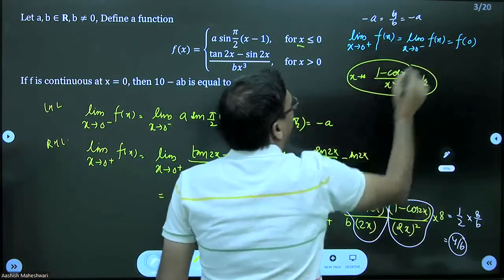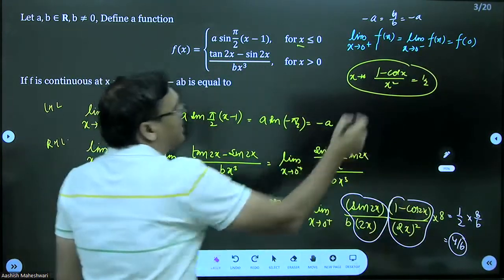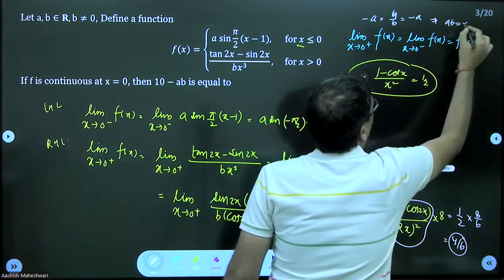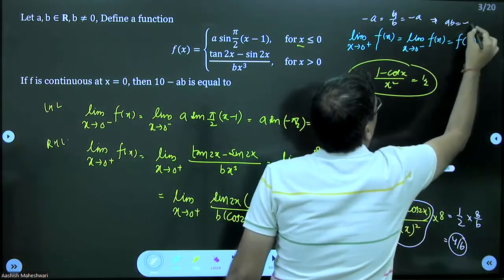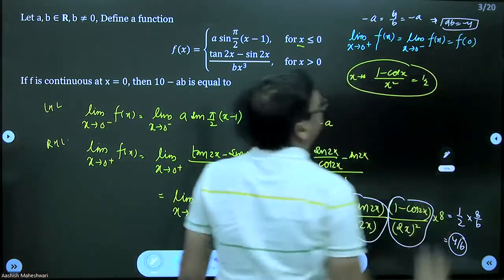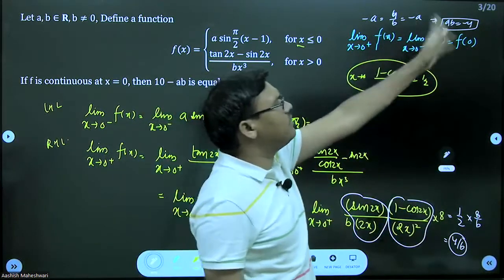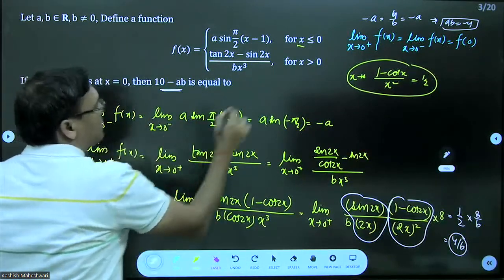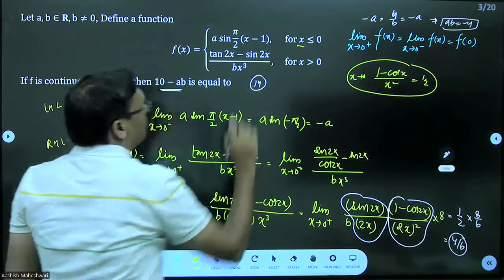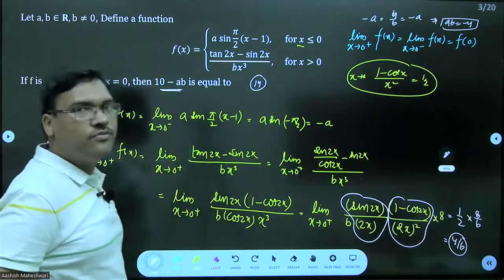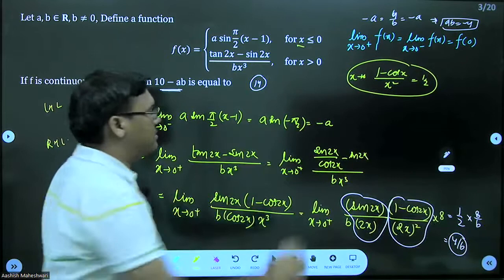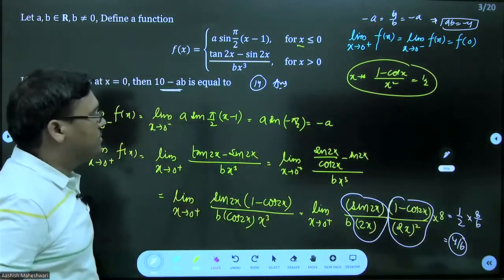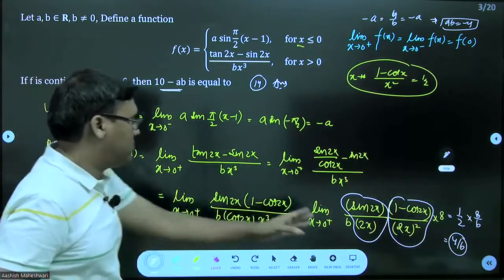So from this you can clearly see what is a into b. You can clearly see ab is equal to minus 4. Cross multiply. AB is equal to minus 4. Now if AB is equal to minus 4, what is the answer? This is equal to 10 plus 4, which is equal to 14. So this is the answer for this question. Easy question, and the only thing is you have to just remember this. You have to just solve this limit.